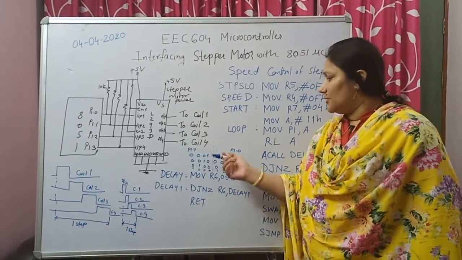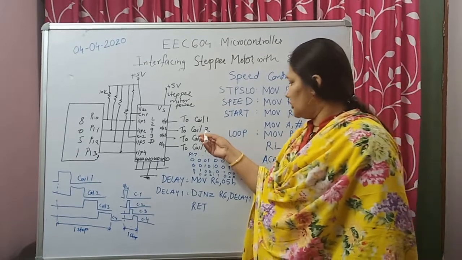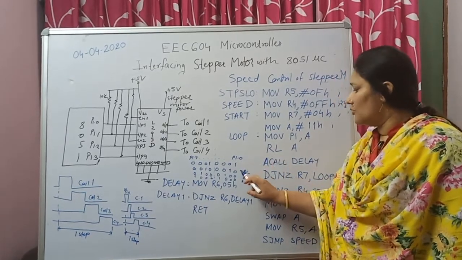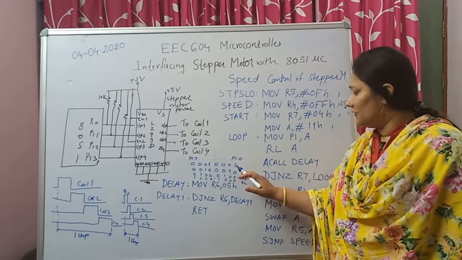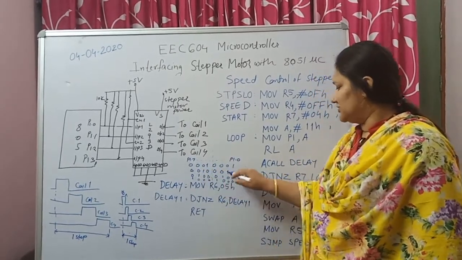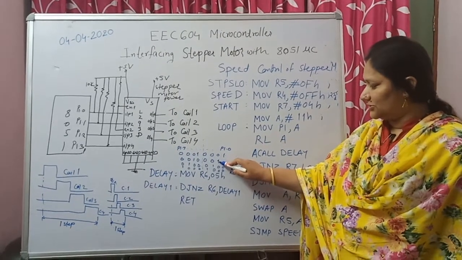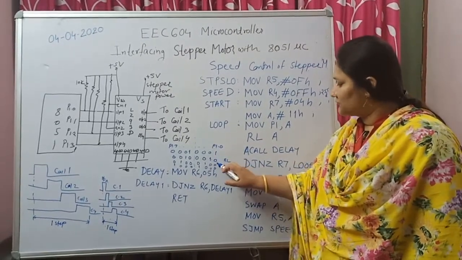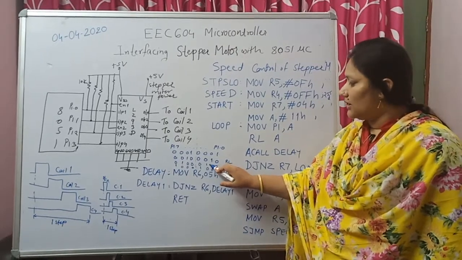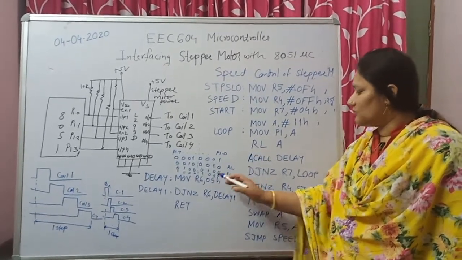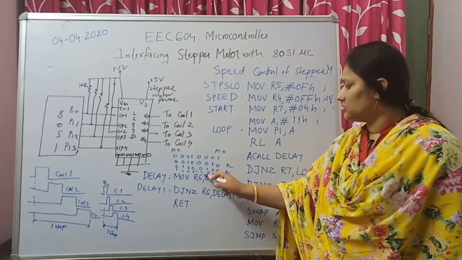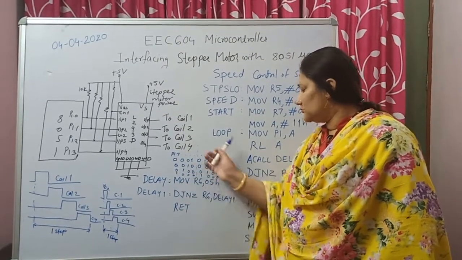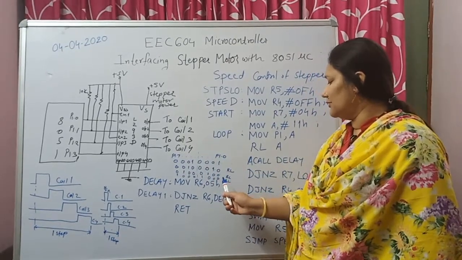Why have we taken 11 hex? Because to energize the coil next time, for coil 2, we don't have to put another count. What we are doing is rotating this 11 once towards left. When we rotate it towards left, the pattern changes, so now instead of coil 1, coil 2 will get energized. Then next time when we rotate it left once, coil 2 will get deactivated and coil 3 will get the supply. And when we rotate once again to the left, then coil 4 will get the supply. So that's why we have put 11 over here, so that it continuously comes with coil 1, coil 2, coil 3 and coil 4.